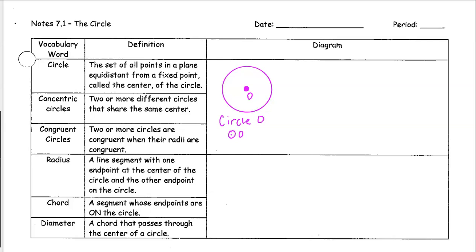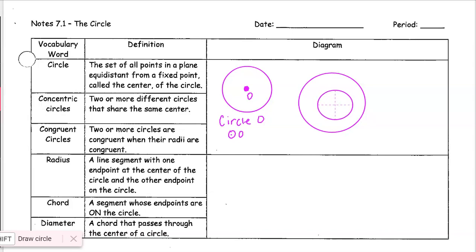All right, concentric circles: two or more different circles that share the same center. An example of concentric circles would look something like this. Oh, mine's off a little bit. Let me move it. Okay, that was a little tougher than I thought, but I got a nice diagram here now. So concentric circles would look like this, right? Two circles that share the same center. So one circle is going to be within the other.